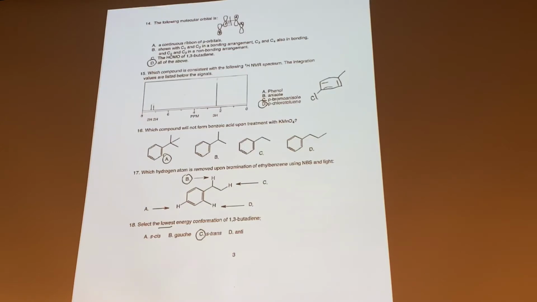HOMO-LUMO interactions, identifying here, there's one node right here. So this is the next molecular orbital up, where they're in phase here, below, and then above. So there's a node right there. So that's the next higher one up from the ground state, the lowest one. This is the highest occupied molecular orbital, where there's one node, a continuous ribbon.